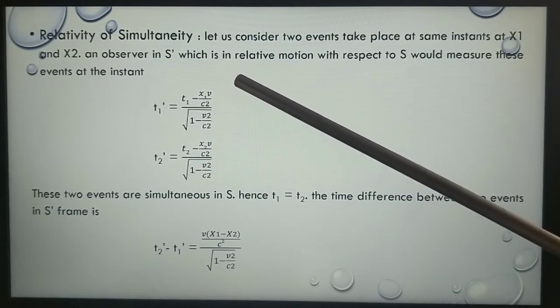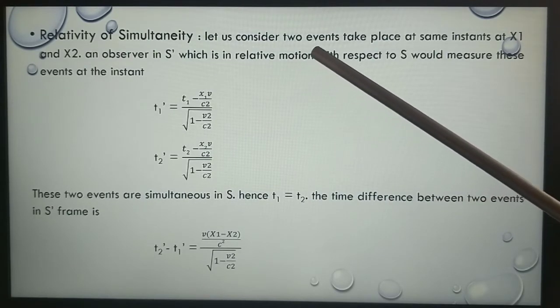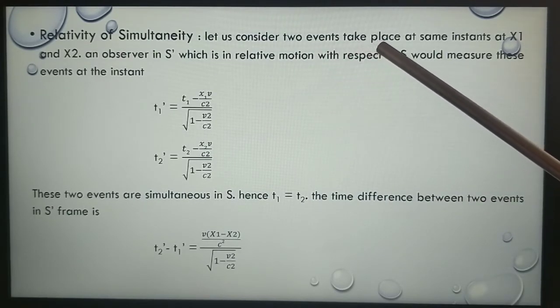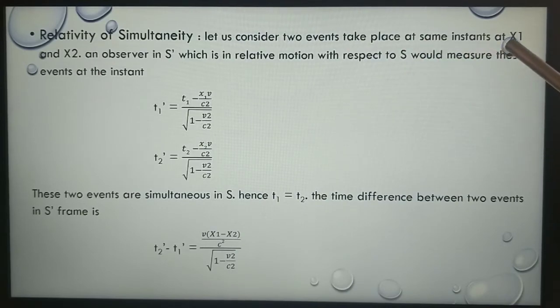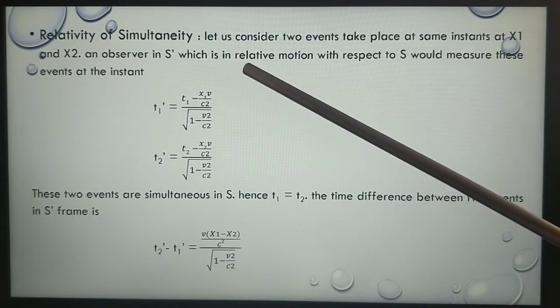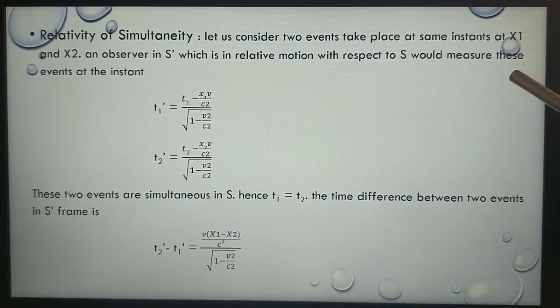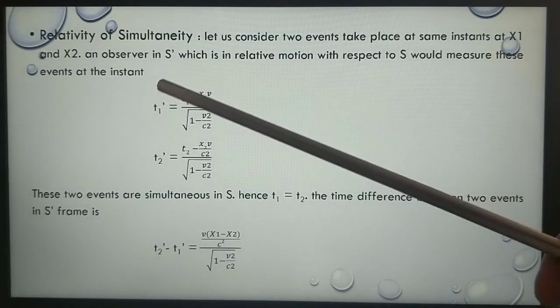Then next we see relativity of simultaneity. Let us consider two events that take place at the same instant at x1 and x2. An observer in S dash, which is in relative motion with respect to S, would measure these events at different instants.